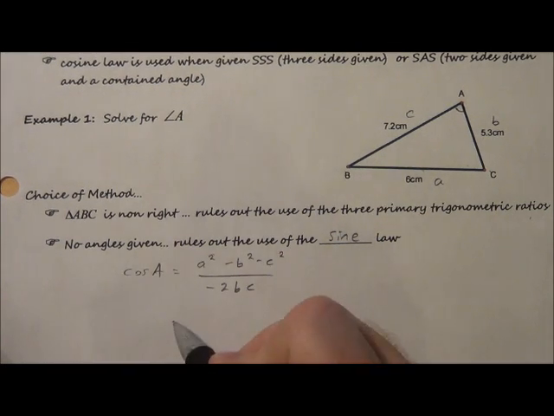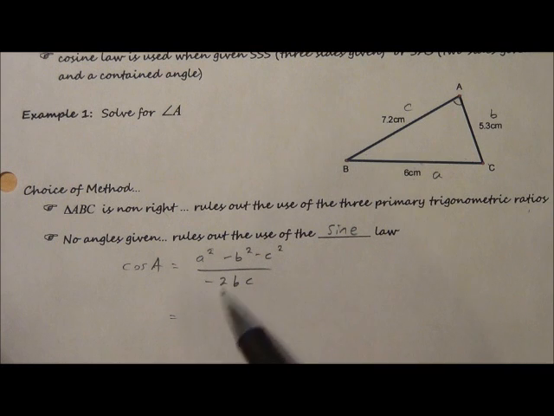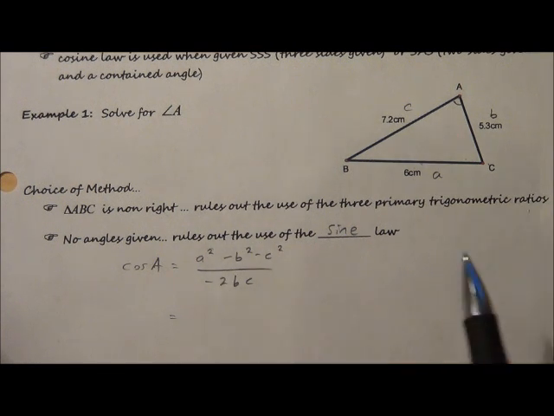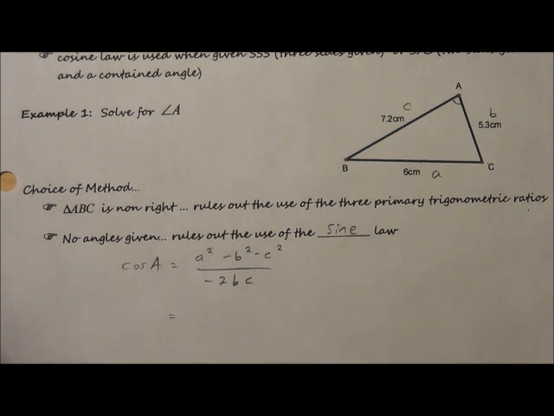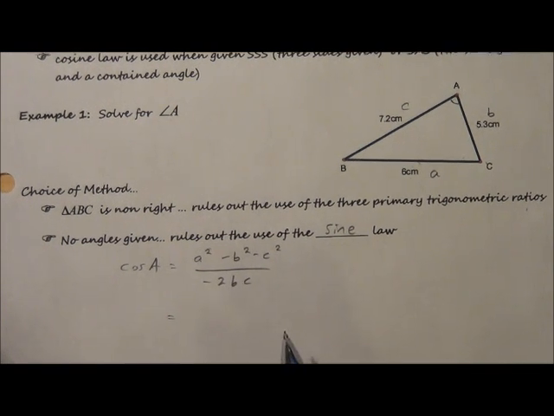So all we have to do now is just substitute in the values, square all the values where needed, and complete all the calculations on the right side, and then take the inverse cosine to solve for the angle. So could you pause the video now, please, and calculate that, and then check back to see if you have done it correctly.